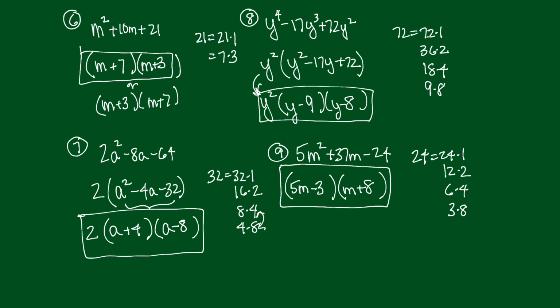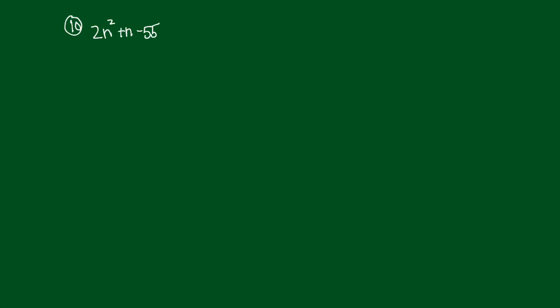I'll call it the method of good guesses. So what can we do with this one number 10? First of all, I got a 2, a 1, and a 55. Nothing common. There's an n and no n's over here. All right, so let's write our 2 parentheses, anticipating we can do this.